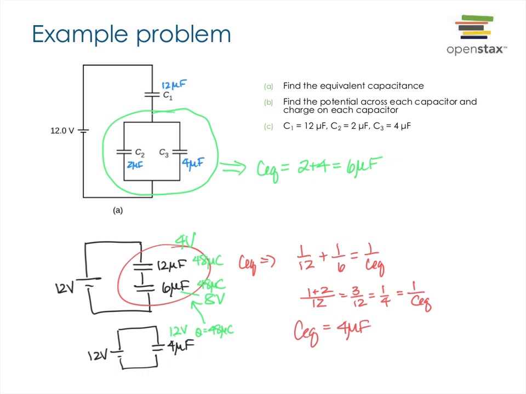All makes sense. And then the 6 microfarad capacitor is in place of these two that are in parallel. So I know that the potential across that one, which is 8 volts, is also the potential across these, which gives me my charge is going to be 32 microcoulombs, and this one is 16 microcoulombs, and 32 and 16 add up to be 48. So that is going to be that problem.